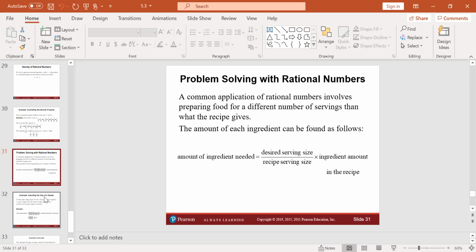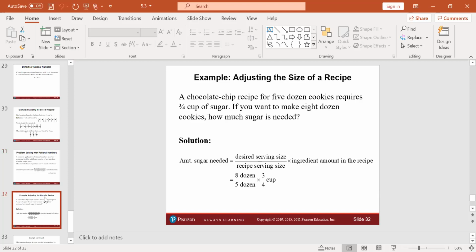But anyways, so the amount of each ingredient. Let's not get too horribly caught up in this. A chocolate chip recipe for 5 dozen cookies. So you're making 5 dozen cookies with 3/4 of a cup of sugar. That doesn't sound right. It sounds like you need a lot more. I mean, 5 dozen cookies, that's 60 cookies. So maybe these are low sugar cookies, or you've got other flavorings you're putting in there. But anyways, a chocolate chip recipe for 5 dozen cookies requires 3/4 a cup of sugar.